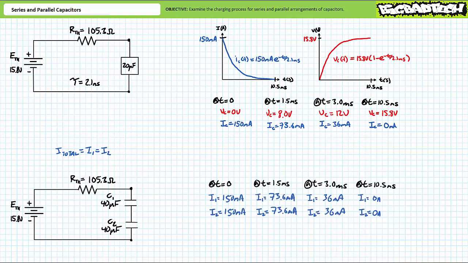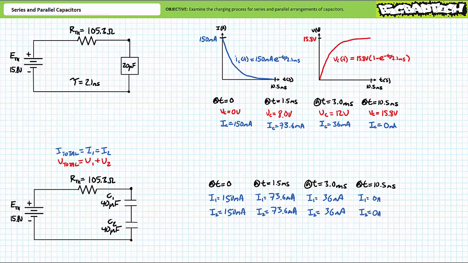At t equals 0, both capacitors experience an initial surge of 150 milliamperes. By 1.5 milliseconds, both capacitors experience 73.6 milliamperes of current. By roughly 3 milliseconds, both capacitors experience 36 milliamperes of current. And finally, at t equals 10.5 milliseconds, the end of the charging process, both capacitors are fully charged and current flow will have ceased. Let's now examine how voltage distributes itself inside this series arrangement of identical capacitors.